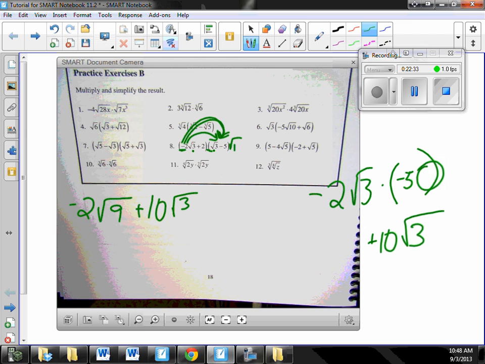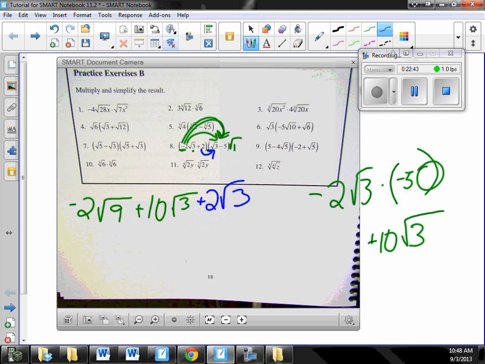Okay. Now we move on to the next set. We do positive 2 times root 3, which is just 2 root 3. And then the last set is minus 10. So, can I simplify root 9? What is root 9? 3, and when I times that by the negative 2, I get negative 6.